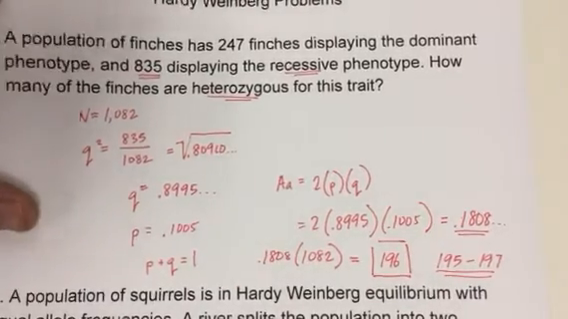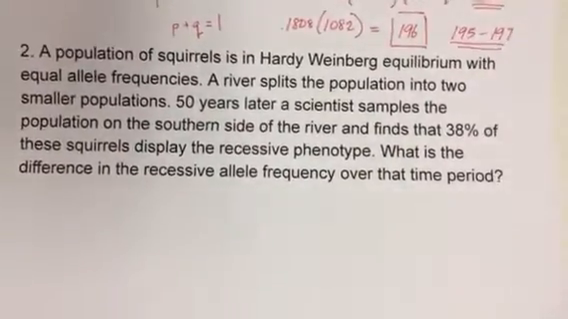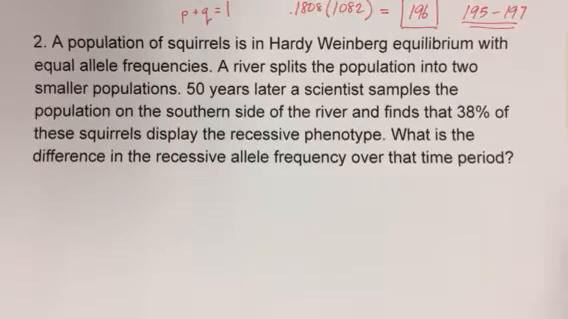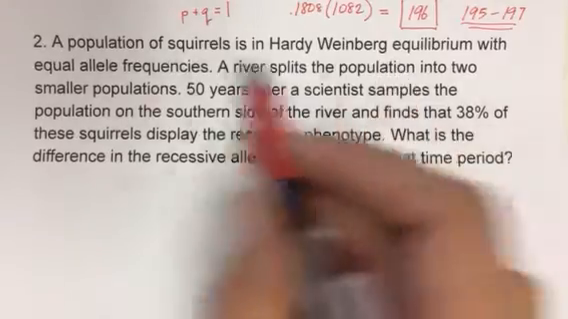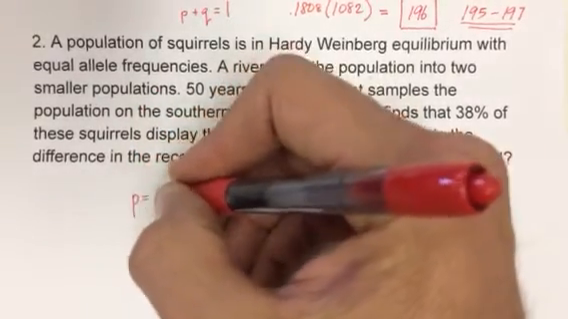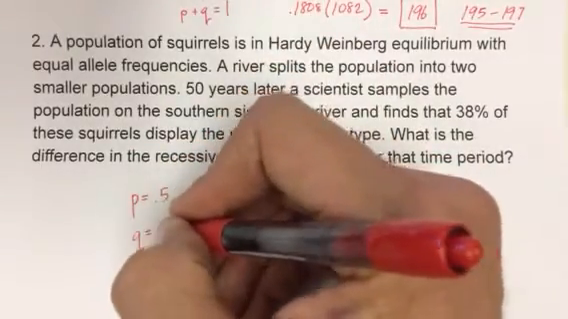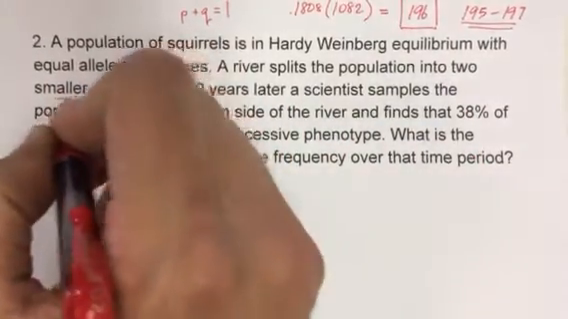Now, this second Hardy-Weinberg problem is different than the ones you've seen before. In this one, we don't have to do quite as much calculation as you would think. If you want to pause the video here and work on this problem, go ahead. And now that you've had a chance to look at this, let's look at the solution. It says a population of squirrels is in Hardy-Weinberg equilibrium and they have equal allele frequencies. Well, at this point you need to understand that what that means is that the p-value is 0.5 and the q-value is 0.5.